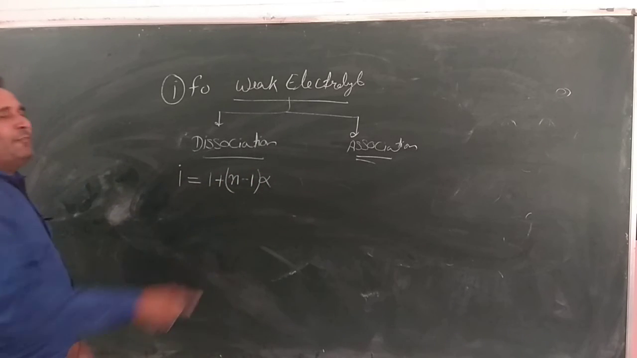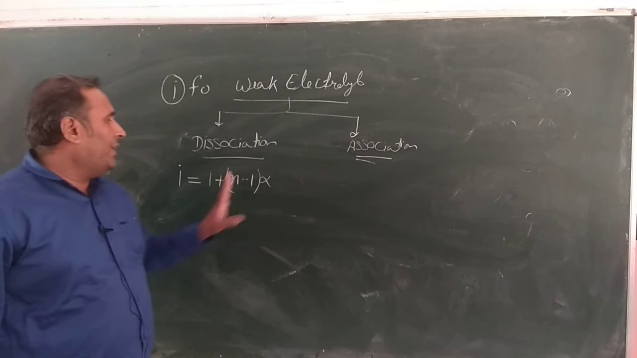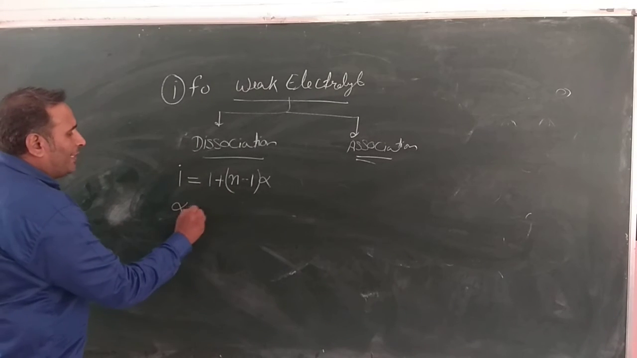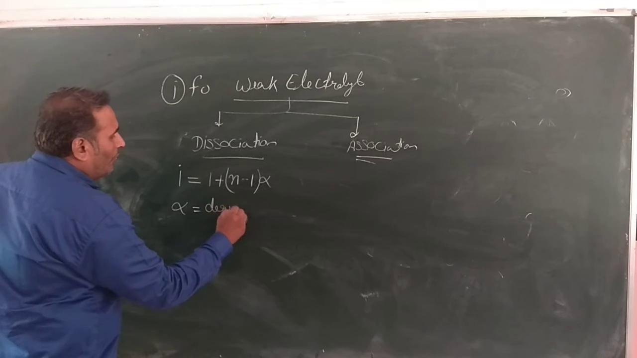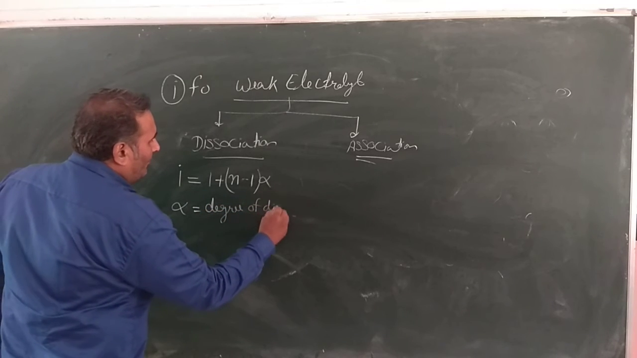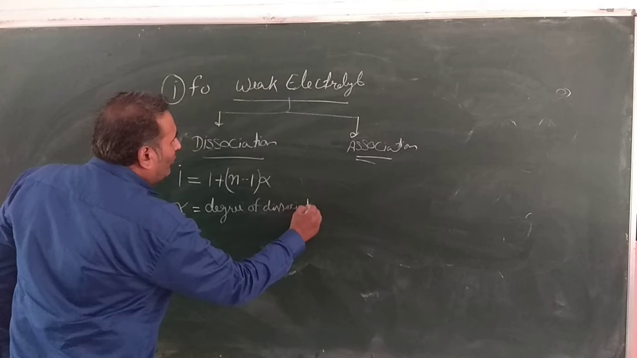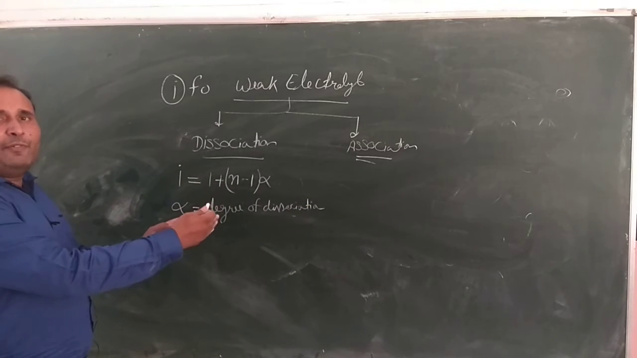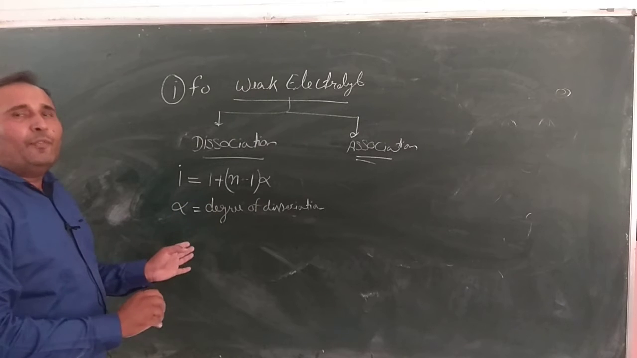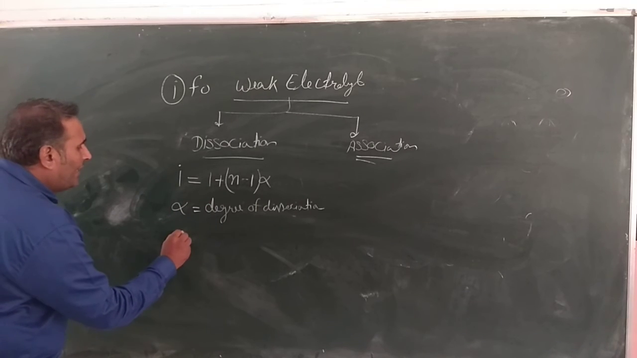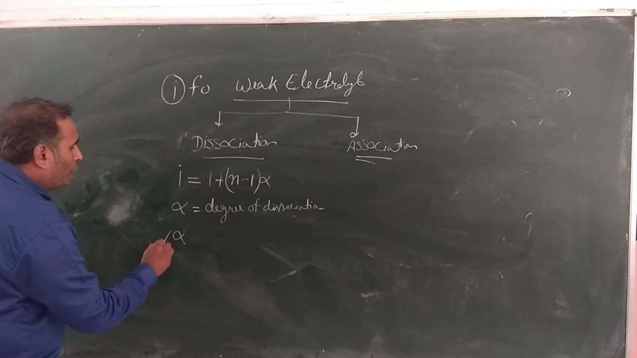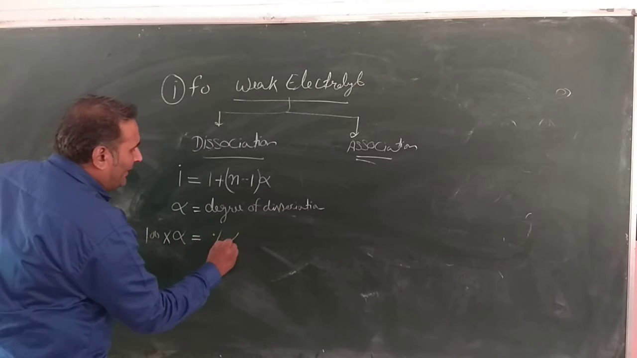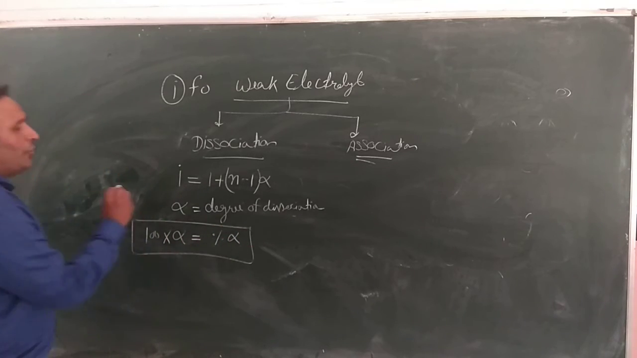Now what is the alpha? Alpha is the degree of dissociation. How can it be calculated? If percentage alpha or percentage dissociation is given, then what is the relation between percentage dissociation and degree of dissociation? The relation is alpha into 100 is equal to percent alpha. Percent alpha means percent degree of dissociation.